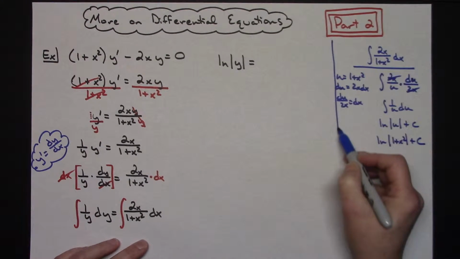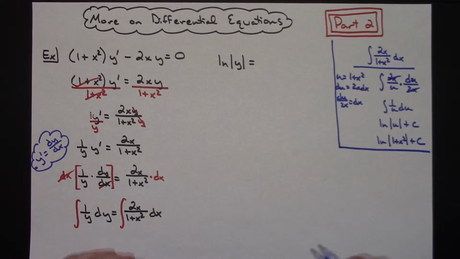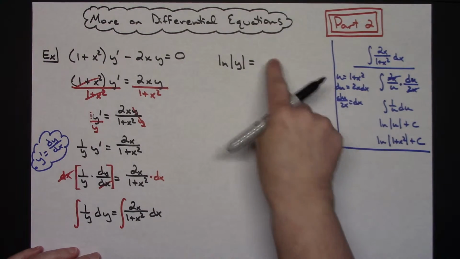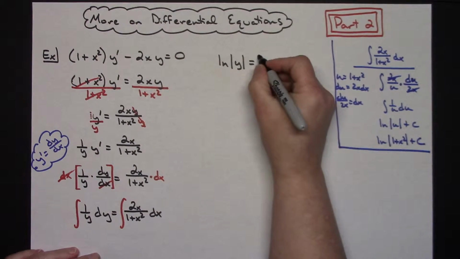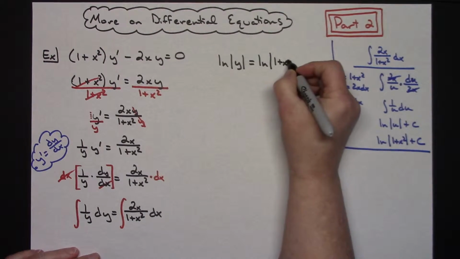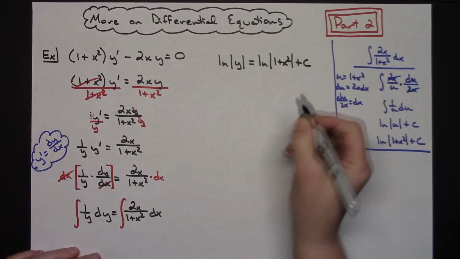Okay, so you can do that on another piece of paper or whatever, but I didn't want to leave that out. Let's go ahead and put this on the right hand side because I integrated. So I'll have the natural log, absolute value of 1 plus x squared plus c.